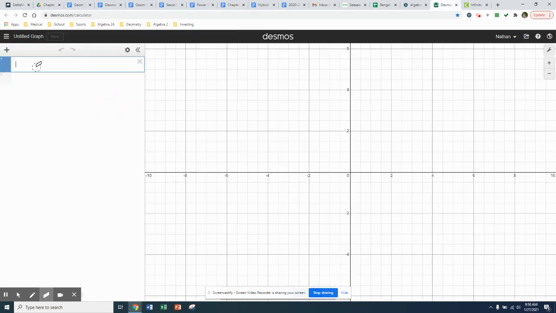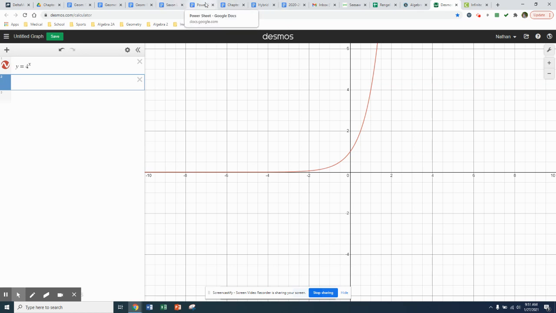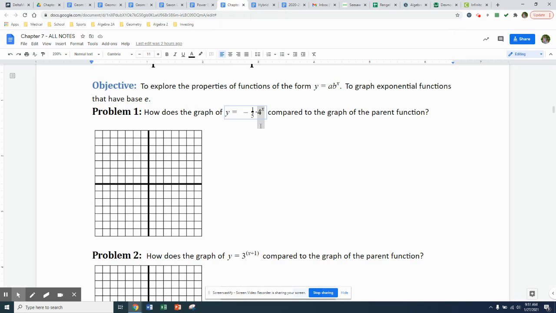Now, the nice thing about Desmos is it gives you a nice, clean picture of that graph. So if you hit 4, and then just like Delta Math, you hit shift 6, and then put x up in your exponent, there's going to be our graph of 4 to the x power. And it doesn't matter if you want to put y equals, that's fine as well. And we want to know, how does the function that's given in our notes compare to that?